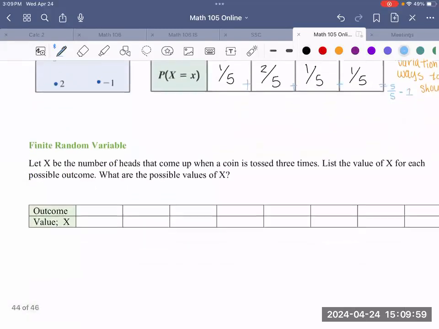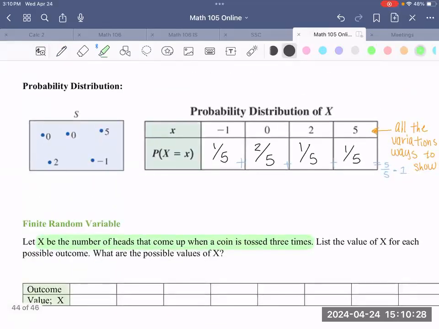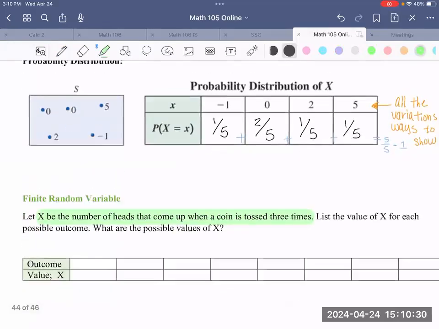Now, when we go to talk about your finite random variable, so now experiments that terminate after a set amount. Let's say X is the number of heads that comes up when a coin is tossed 3 times. List the values for all of X for each possible outcome. What are the possible values of X? Now, we've actually been exposed to this before, but we haven't made a probability distribution like the one you're seeing above for some of these examples.